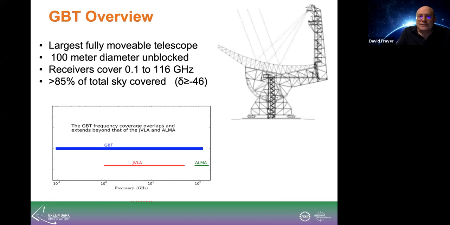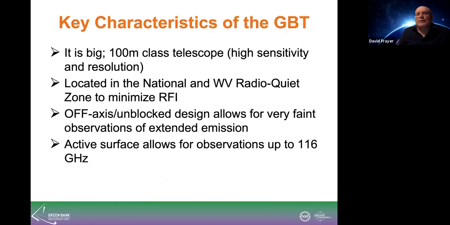The overview is the biggest movable telescope in the world. Karen already mentioned it covers all the way from 100 megahertz all the way up to 116 gigahertz. It makes it very powerful. From my point of view, there are four main key characteristics of the GBT that make it unique. It's big. It's a big light bucket. The 100-meter class telescope gives you high sensitivity and high spatial resolution for a single dish telescope.